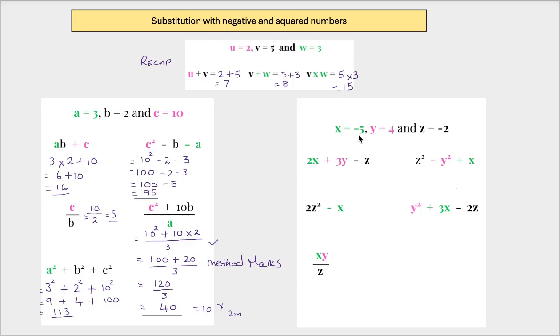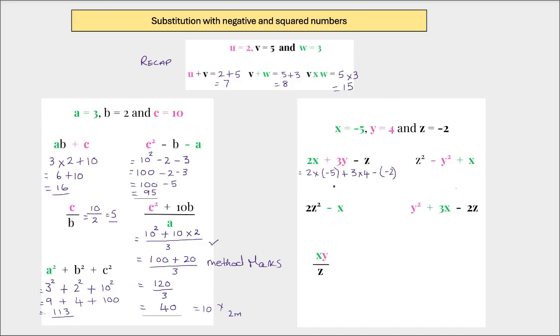So we've got x equals -5, y equals 4, and z equals -2. So we know this is multiplication. So we're going to go 2 times x, which is -5. I like to put that in a bracket because it can get messy. 3 times y, which is 4, minus z, which is -2. Put that in a bracket as well because that could get confusing otherwise.